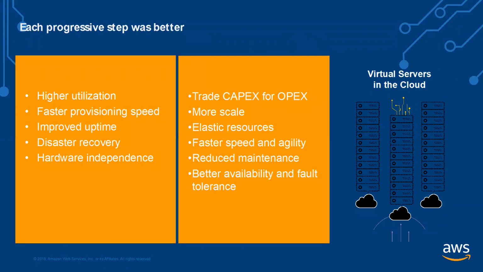Each time we made a step in this evolution, we improved, right? So when we moved to virtual servers, we got better utilization. We could provision things faster. We have more uptime because we can take advantage of cluster technology a little easier. DR got better because of the tools and the mobility. Hardware independence: we really didn't care what we were throwing underneath that for the most part.